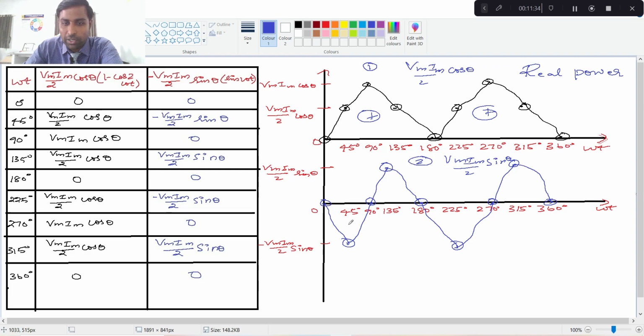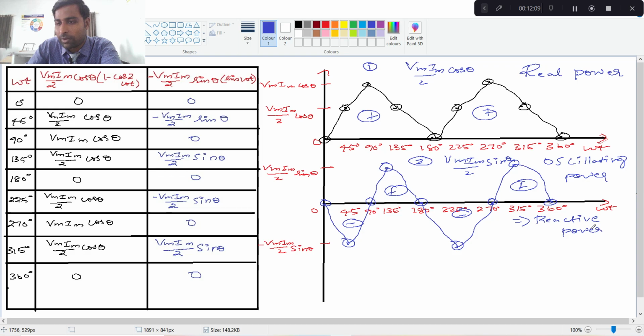And now you see this value, this is getting minus, this is positive, this is minus, and this is again positive. And now if it is negative, then what happens here? If power is negative, then the power is transferred from load to source. Again, if it is positive, it is flowing from source to load. So again it is coming from load to source, source to load. This is called oscillating power. I am calling it oscillating power, and this power I am calling reactive power.